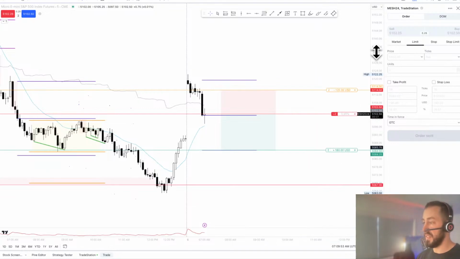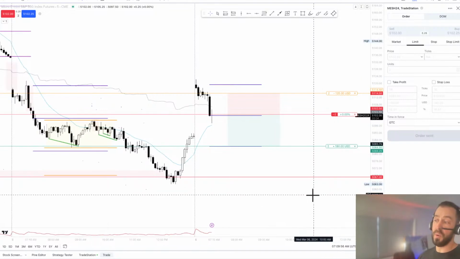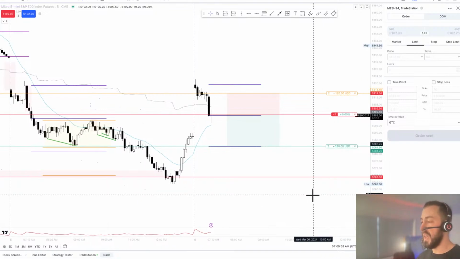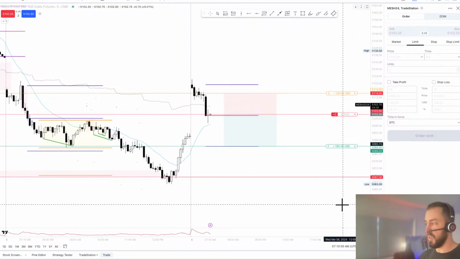So the goal is not necessarily to win or lose. Of course, you want to win, but the goal is to be consistent, right? Consistent is what separates the winners from the wannabes in this game.